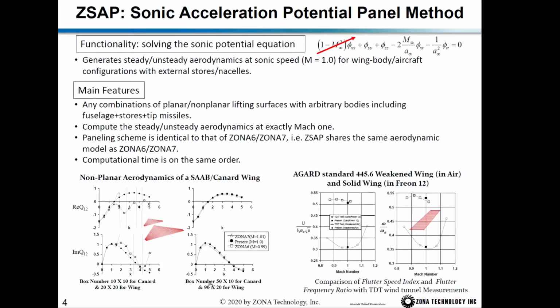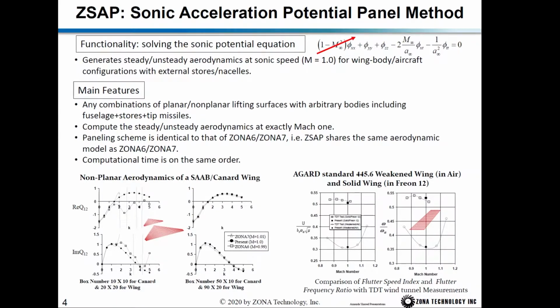If we increase the panel model from 10 boxes on the body to 50, and increase the boxes on the wing from 20 to 90, and this time we run Zona 6 and Zona 7, they have a very smooth solution and agree with the ZSAP solution at Mach 1. Also, if you compare the ZSAP solution using the coarse panel model with the solution using the refined panel model, you will find the ZSAP solution is almost the same. This implies that the ZSAP solution has already converged using the coarse panel model.